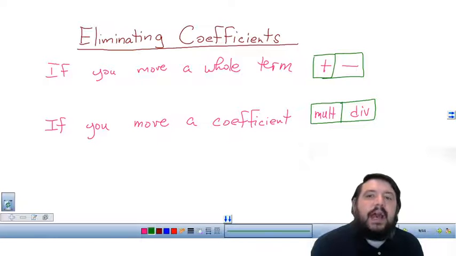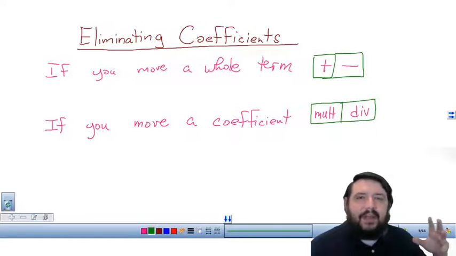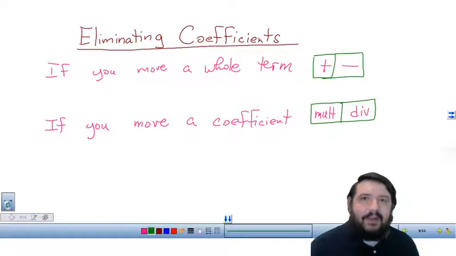Today we're going to be learning how to eliminate a coefficient. That sounds really fancy, right? But what that really means is how to get rid of numbers that are in front of variables. Sometimes they can be kind of annoying and we need to get rid of them.